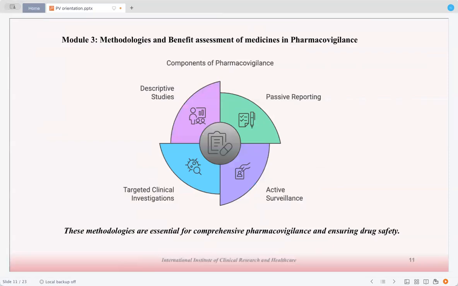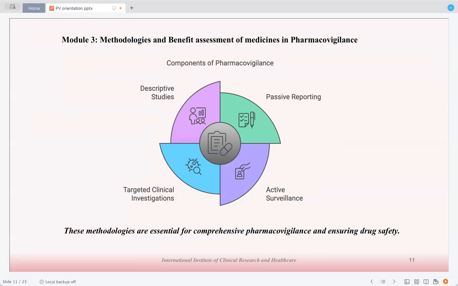Next module is the methodologies and benefit assessment of medicines in pharmacovigilance. So what are the components of pharmacovigilance? Passive reporting, active surveillance, targeted clinical investigation, and descriptive studies. So passive reporting, it's spontaneous reports, so case series.